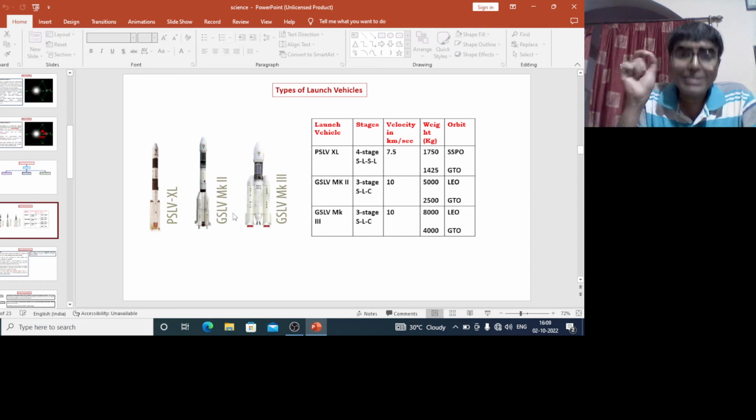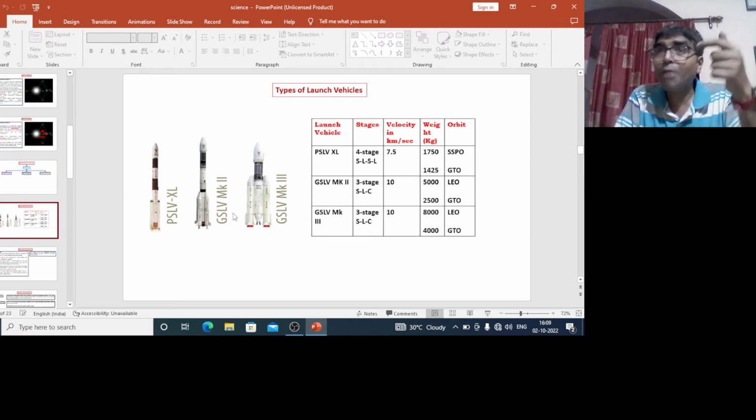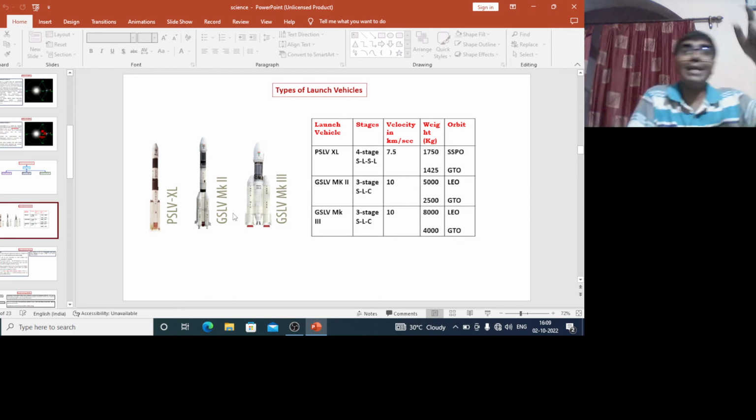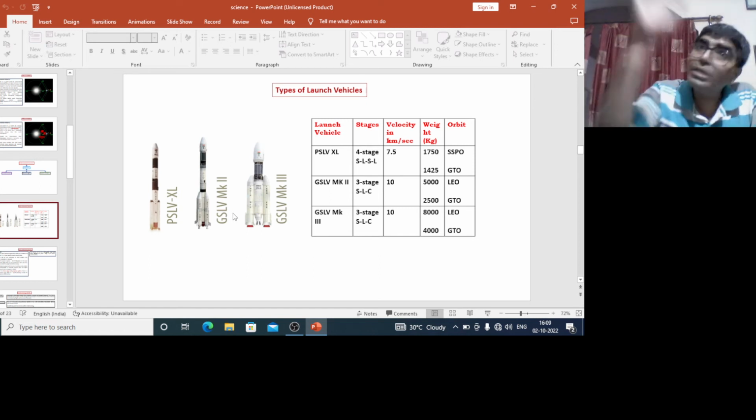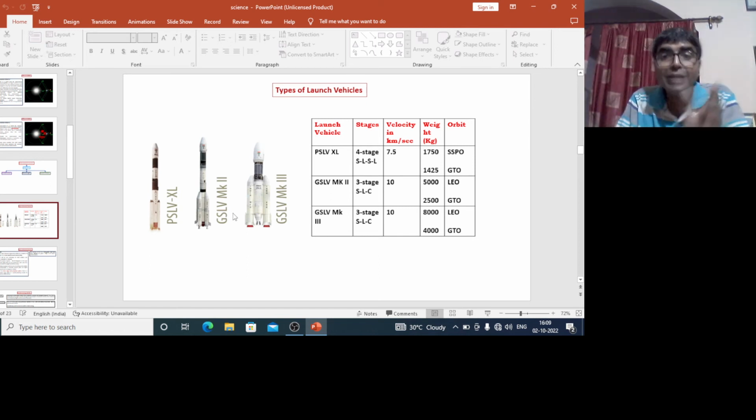Now the first thing is that if it is a PSLV, meaning Polar Satellite Launch Vehicle, in which orbit will it be working? It is in the low Earth orbit, that is 200 to 2000 kilometers, which we have read earlier. In that orbit we are using this PSLV. It has a weight capacity of 1750 and 1425. That means when it is going to the sun synchronous polar orbit, its capacity is 1750.